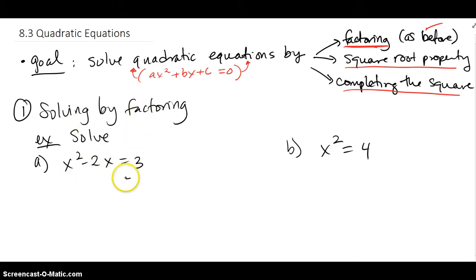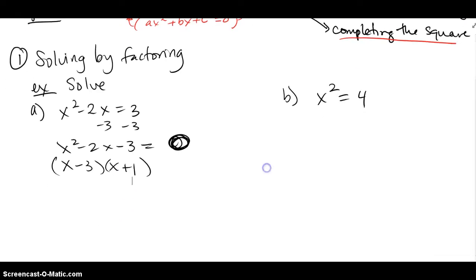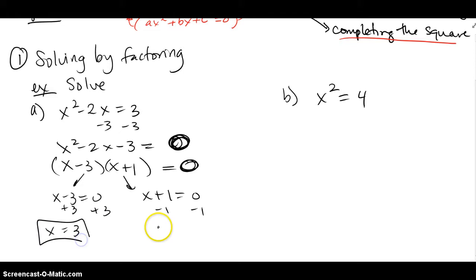If I'm solving by factoring, I'm going to get it in standard form with a 0 on one side. That's important. Then I factor: x minus 3, x plus 1 equals the 0 I need. And then either the first piece has to be equal to 0, or the second piece has to be equal to 0 to give me a product of 0. So x is equal to 3, or x is equal to negative 1.